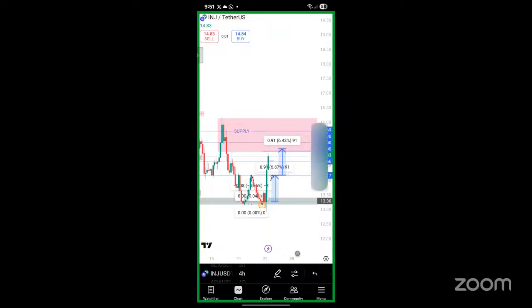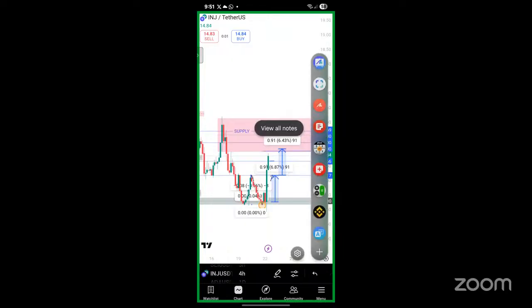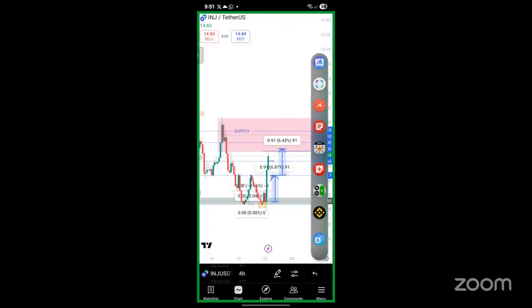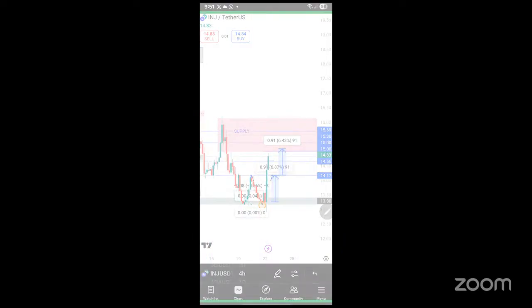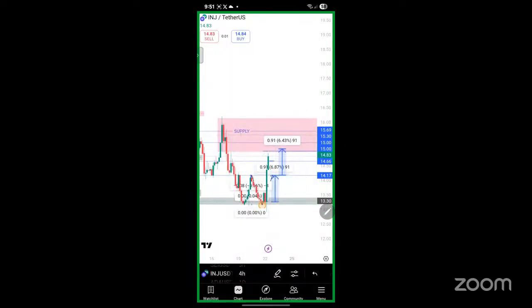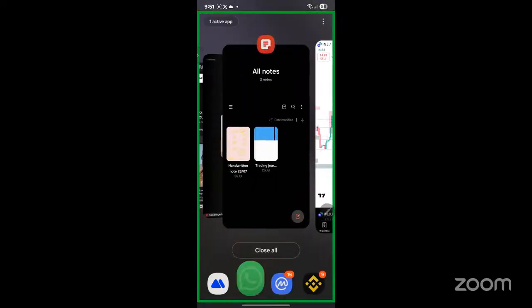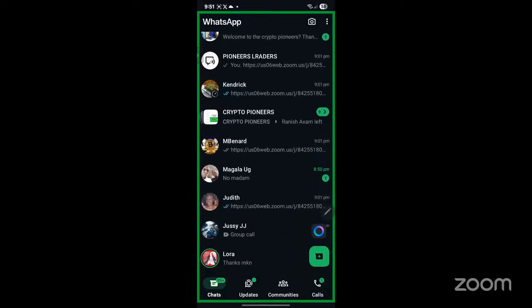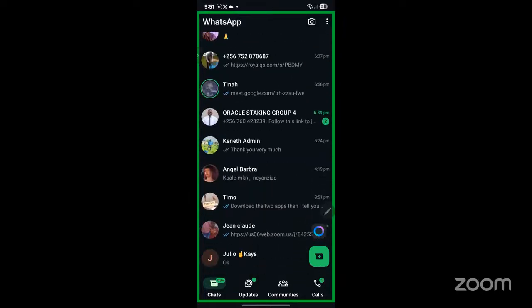Please tap here and take a screenshot. When you take a screenshot, tap here like this. Okay? Come to our WhatsApp group. Tap here on the WhatsApp group. Look for the WhatsApp group.